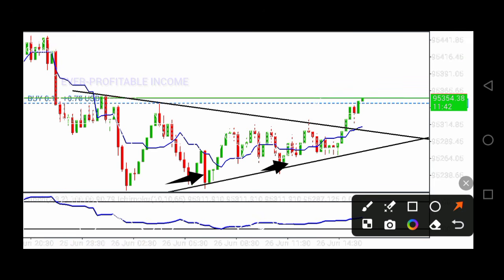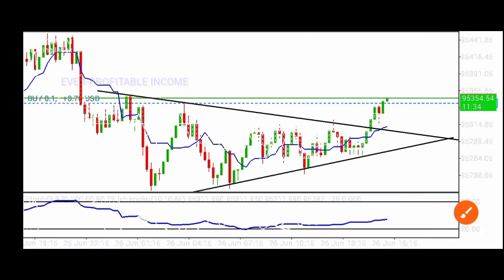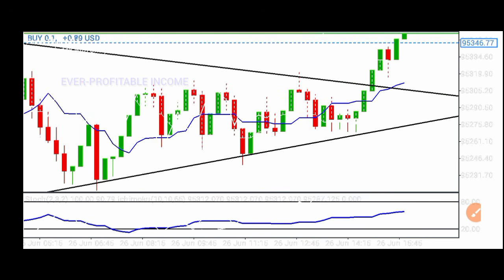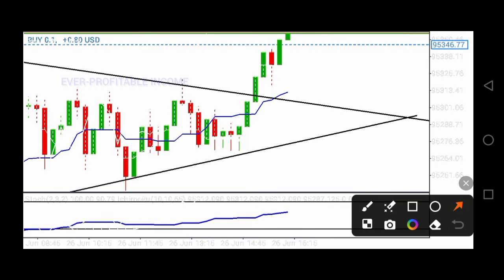So I waited for a break. It's either going to break upward or break downward. So it broke to the upside. Can you see that? So it broke to the upside, and after that I waited for a retracement. Okay, can you see this retracement? Let me zoom in. Can you see that? I waited for a pullback toward the level that was broken.